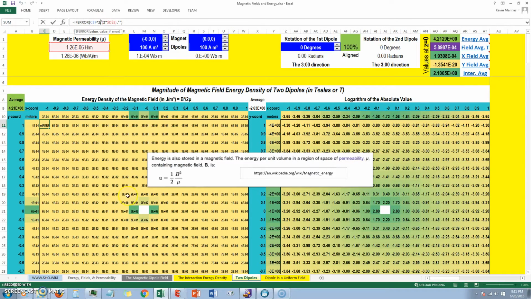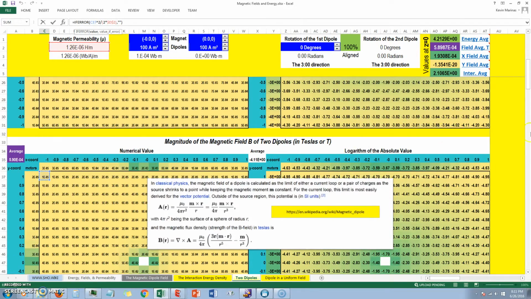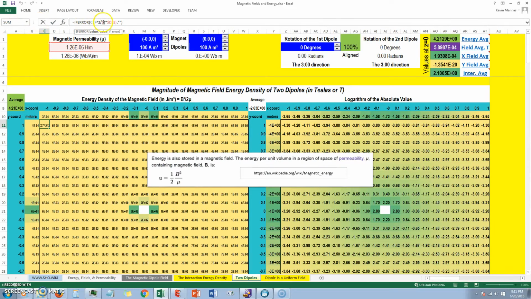Got the square of C37. Where is that? There's C37 right there. And then we've got divided by twice the value of this, which is our magnetic permeability, which is in henries per meter, 4 times pi times 10 to the minus 7. Okay? So energy is also stored in the magnetic field. The energy per unit volume in a region of space of permeability mu containing magnetic field B is U equals 1/2 B squared divided by mu. Okay? So, all right.